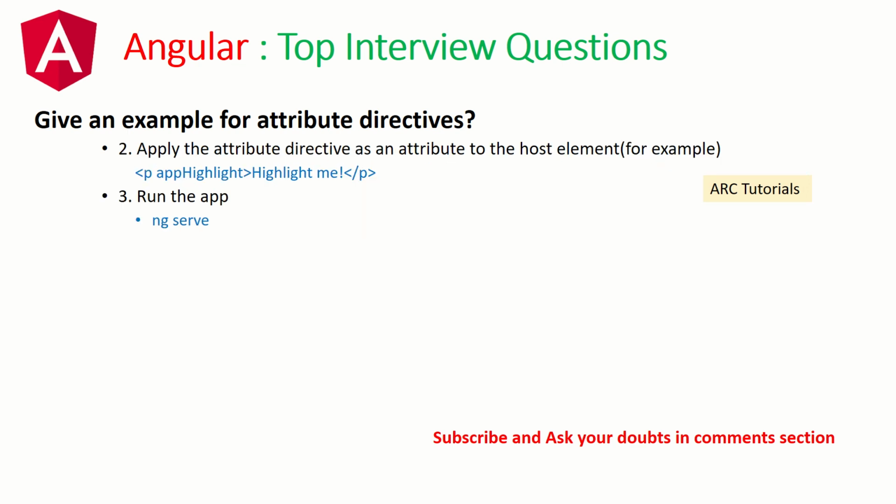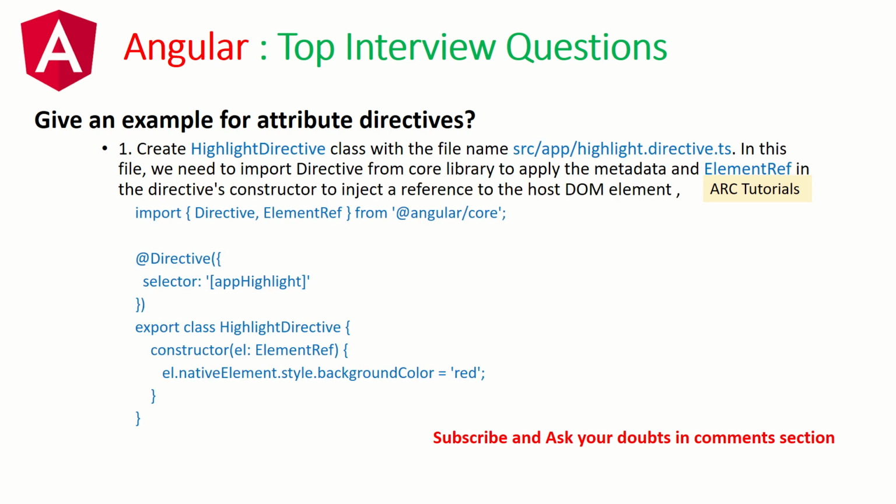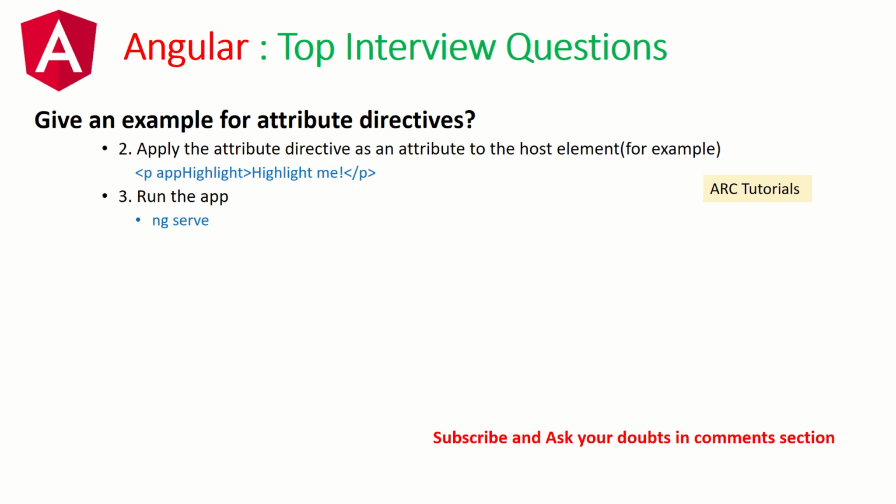The second step is to apply it. To the paragraph, we are applying the directive appHighlight. This is the same name which we gave in the directive selector. So when you give the selector name as app-highlight, similarly we pass it here on the paragraph as appHighlight. This will highlight it in red color. Now just do an ng serve and you should see your application element having red color. Run the application. Let me know if you have any doubts.